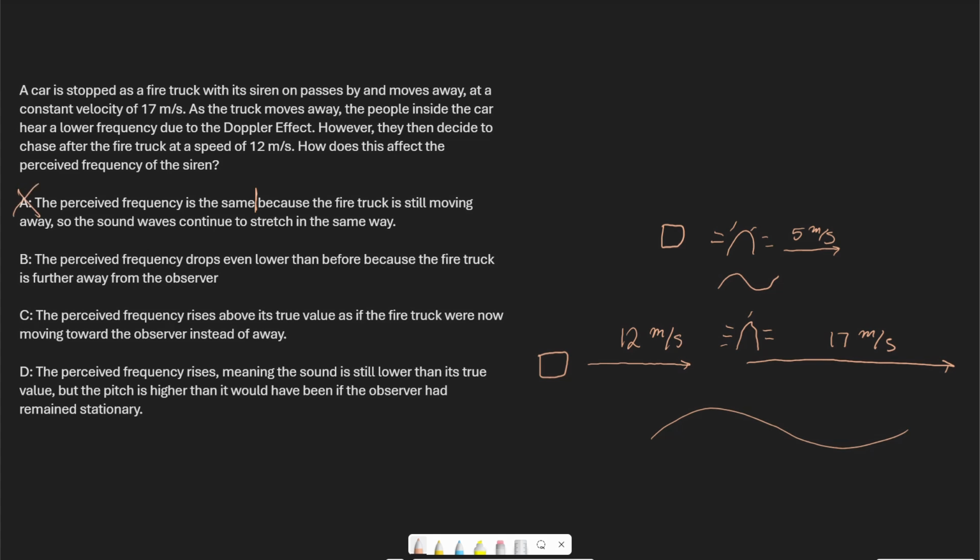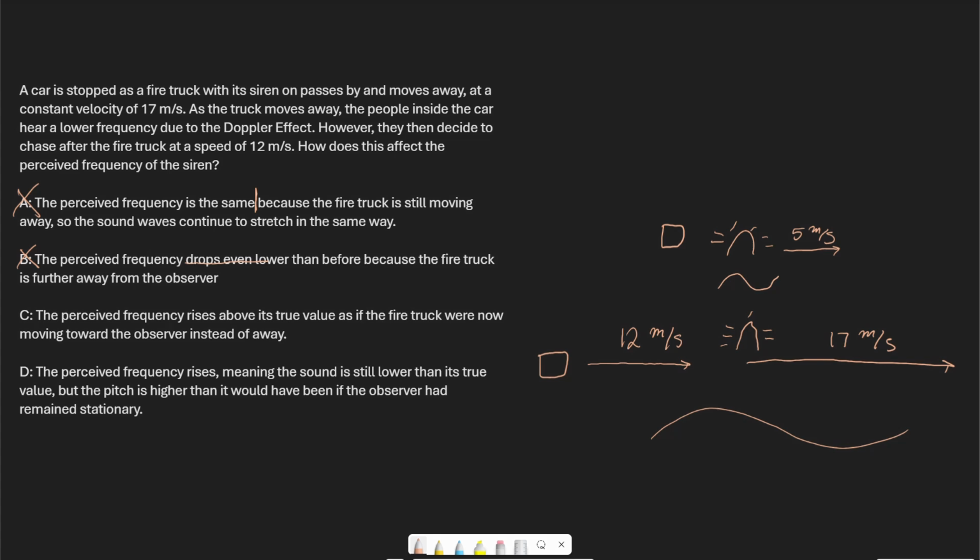B says the perceived frequency drops even lower than before because the fire truck is further away from the observer. Well, it's not about how far away the truck is from us. It's about how fast it's moving relative to us, right? Maybe we don't hear it as loudly, but the frequency shouldn't be affected by the distance. Again, it's just affected by the relative velocity. And in this case, the perceived frequency is not going to drop even lower, right? Because the velocity between us has actually decreased. And so the perceived frequency should actually go higher than it was before, right?